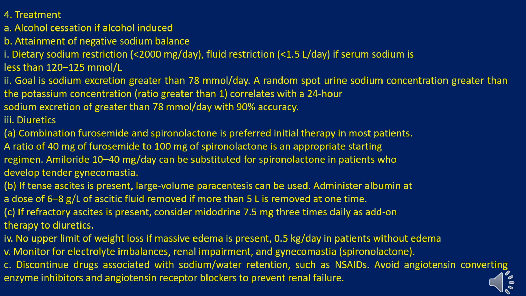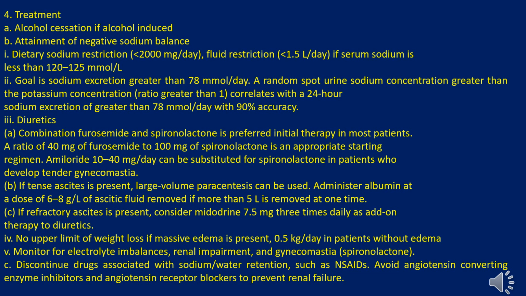2. The goal is sodium excretion greater than 78 millimoles per day. A random spot urine sodium concentration greater than the potassium concentration, ratio greater than 1, correlates with a 24-hour sodium excretion of greater than 78 millimoles per day with 90% accuracy.